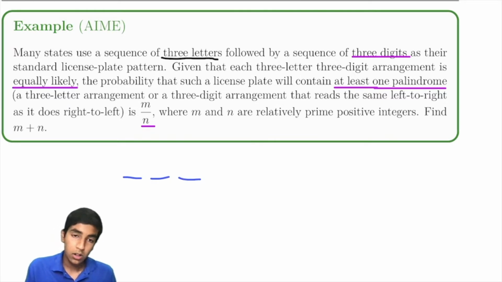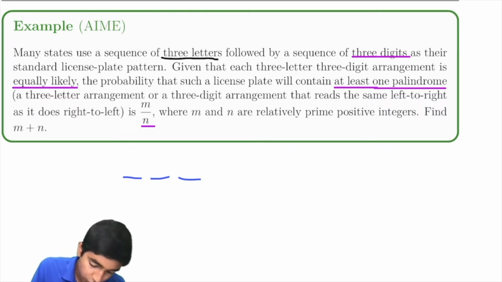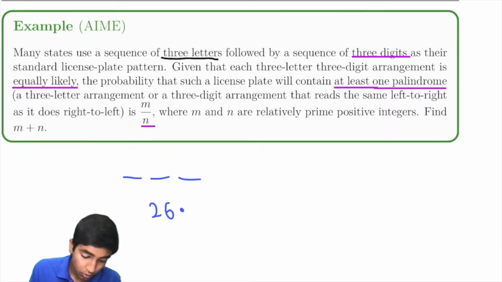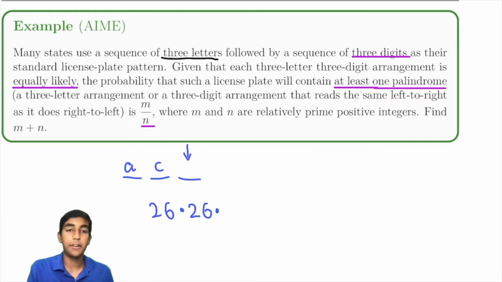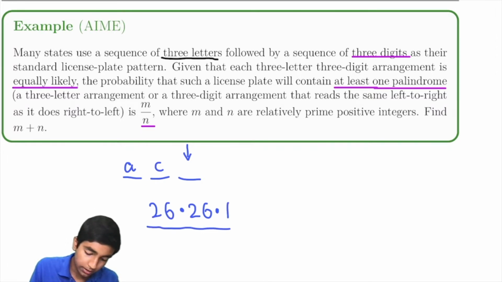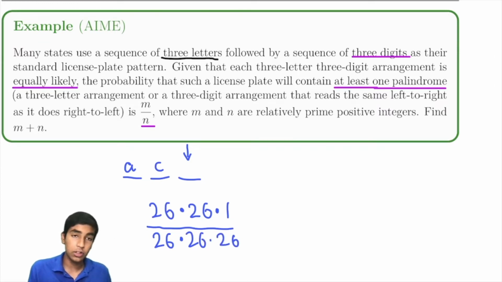Well, let's see how many choices there are for a palindrome. Basically, we have 26 choices for the first letter, and then after that, we have an additional 26 choices for the second letter. Let's say we have, I don't know, A and then C. And now this last letter has to be the same as the first letter, so just times 1. And the total number of cases is 26 times 26 times 26, because 26 choices for each letter.